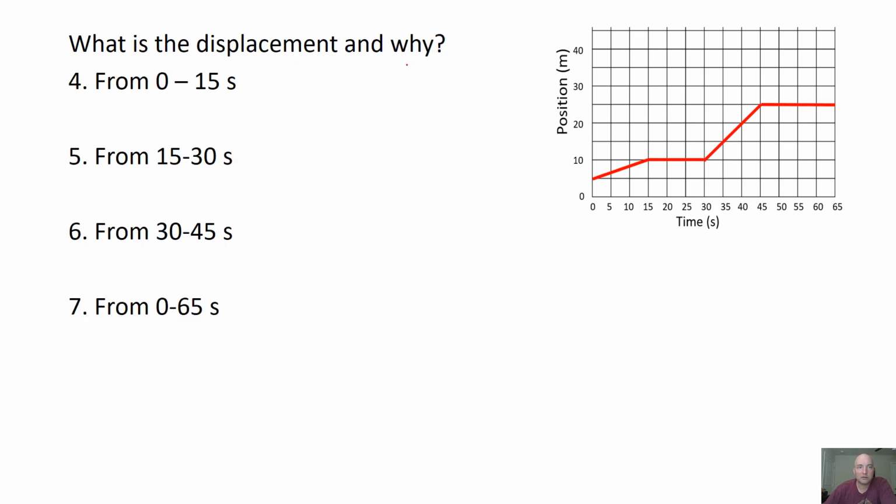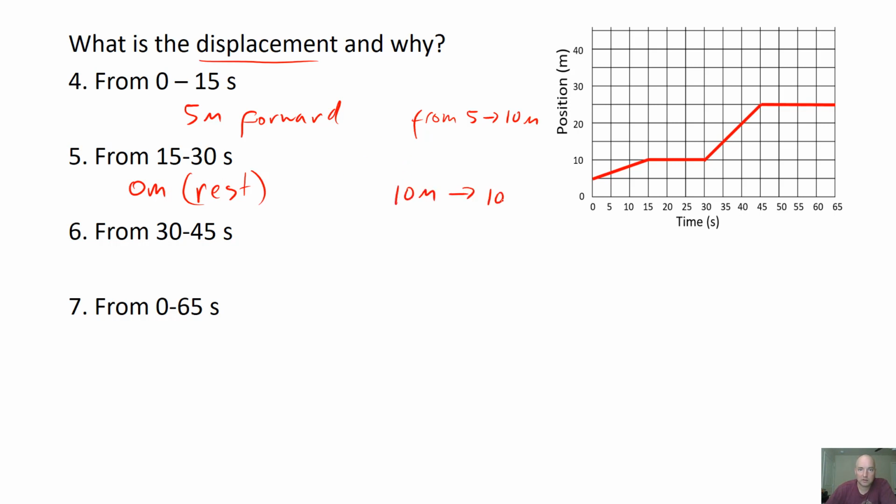What is the displacement and why? So displacement, you can just read it off a position time graph. If this was a velocity time graph, I'd have to do a little bit more. And so here you went from 5 to 10 meters, and that's why it's 5 meters forward: 10 meters minus 5 meters. Okay, and then 15 to 30, you're going to be at rest. So 0 meters, because you went from 10 meters to 10 meters, no motion.